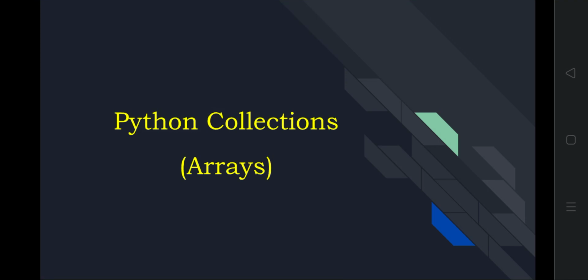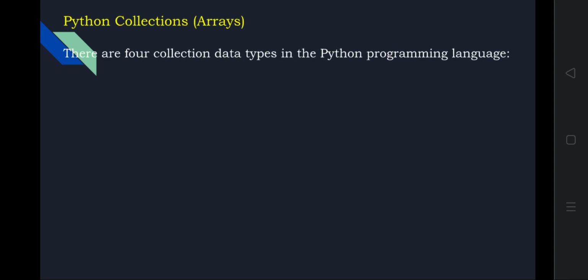Hello everyone, in this video we are going to see about the Python collections. We have seen in the last videos about the basic data types, and let us see the collections of data. There is also one type, the arrays. Let us see how many collections are available in Python. There are 4 collection data types in Python programming language.